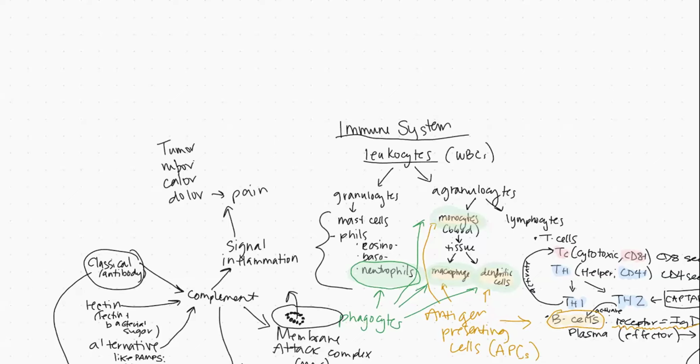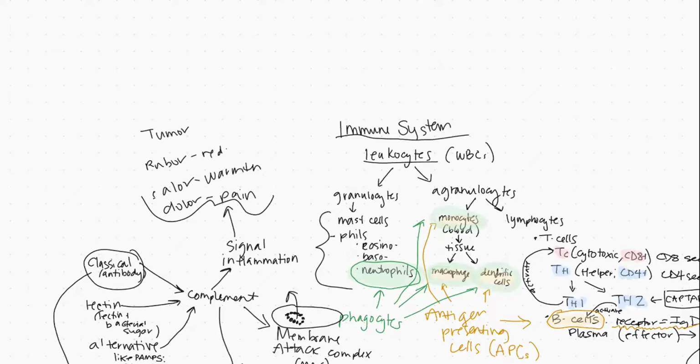I want to change this just a little bit. Hold on, give me a little more space here. Tumor, calor, and dolor. So dolor is the pain. It's from signaling just the nerve endings in the area. Calor is the warmth. Rubor is the redness. And tumor is swelling.